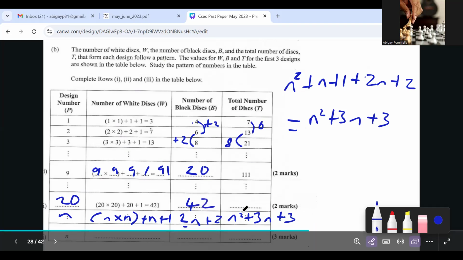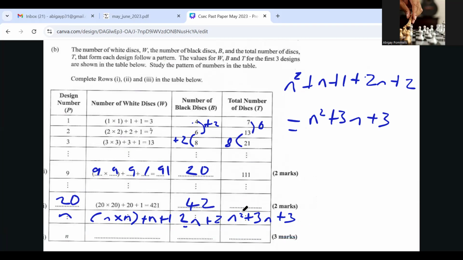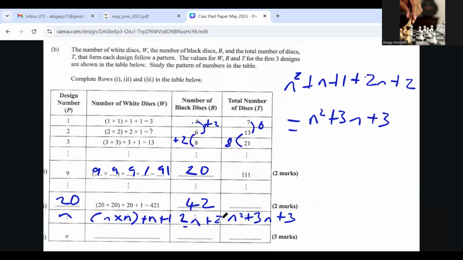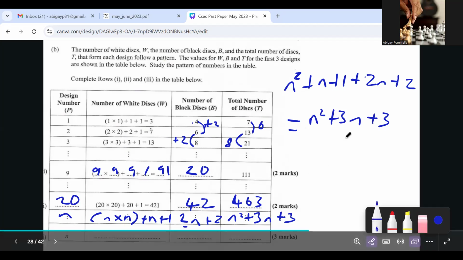All right, good. Now we have to go find the answer for here using the n squared. So we know that n is 20. So 20 squared is 400, plus 3 times 20, we add that to the 460. 460 plus 3. So that is 463. So that would be our answer. All right, so we're done. Easy peasy.